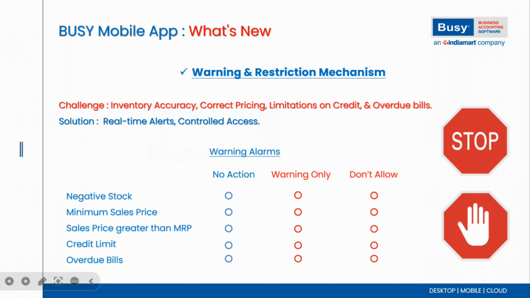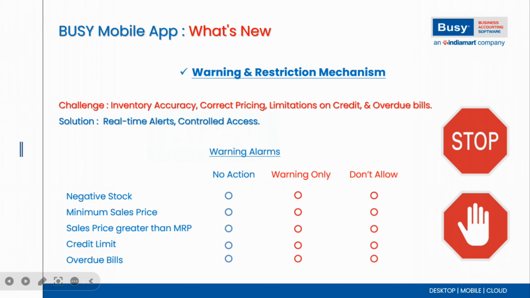The conditions are no action, warning only, and don't allow. No action means it's a turned off mode. Warning only means the user gets a warning. Don't allow means the mobile application will block them from going further, and can't proceed with the transactions. These are the important warning alarms that we have provided.